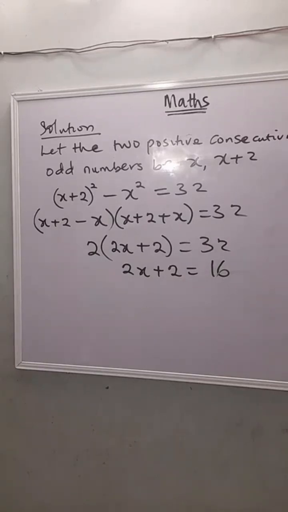On the right-hand side, I divided by 2. So when you divide the left-hand side by 2, the 2 will give way. Then if you divide 32 by 2, you are left with 16. The next stage now is to collect like terms.